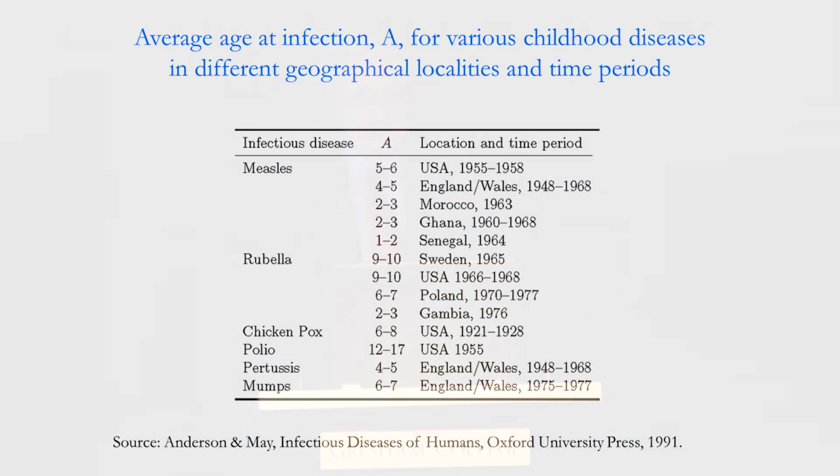And here I've taken tables from one of Anderson and May's publications on the subject. And this is looking at various periods. This is pre-vaccination because we want somehow to get a hold of this basic reproductive rate. And you can see that measles, the average age, 5 to 6 in the USA in the 50s, but looking at other countries with less sophisticated health systems, down to Senegal in 1964, 1 to 2.